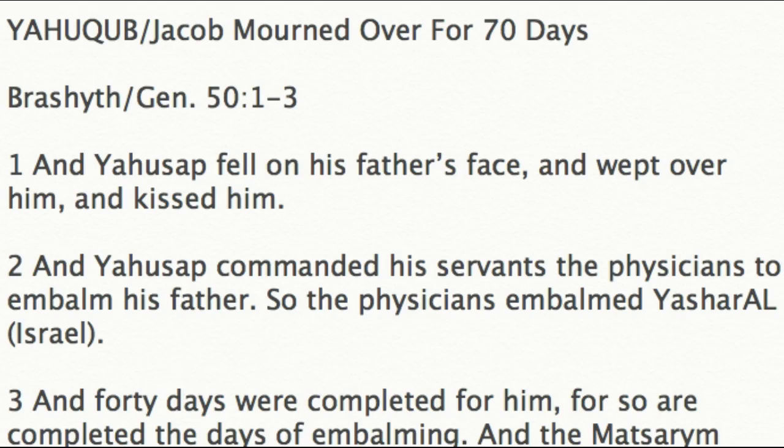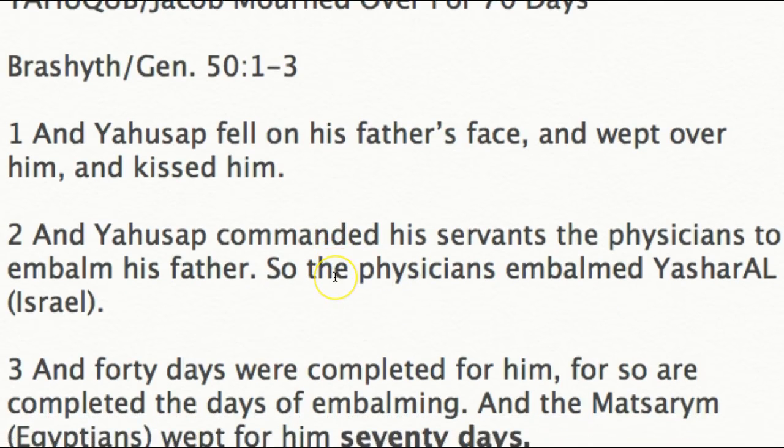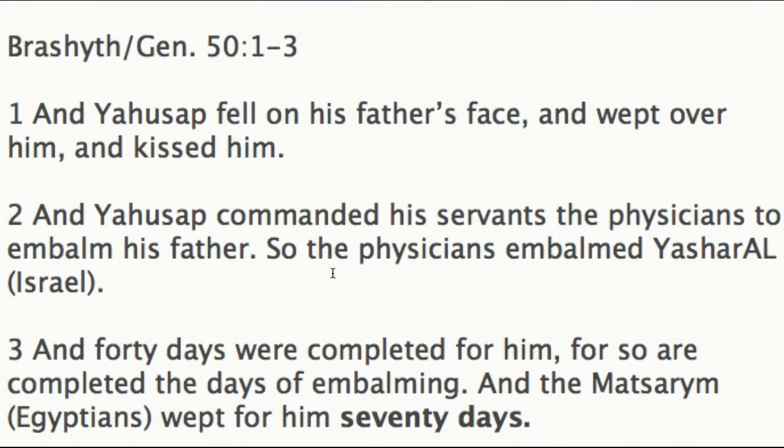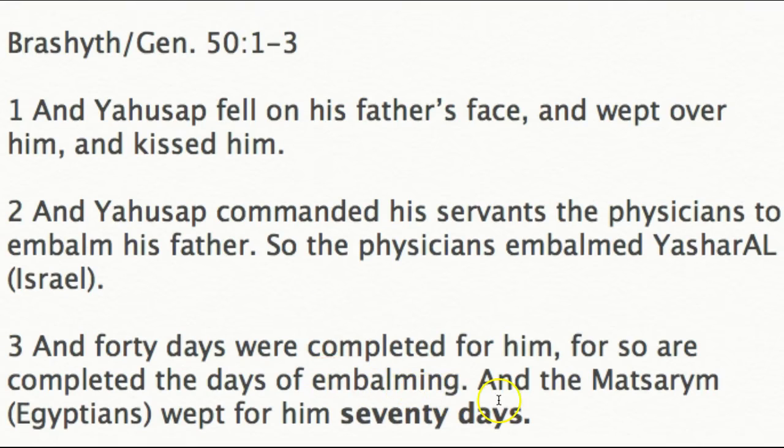And then there was also the part where Jacob, or Yaakov, was mourned over for 70 days, as we see here in Brashayath, or Genesis chapter 50, verses 1 through 3, where it says, and Yahusap, or Joseph, fell on his dad's face and wept over him and kissed him. And Yahusap commanded his servants, the physicians, to embalm his dad. So the physicians embalmed Yasharal, and 40 days were completed for him, for so are completed the days of embalming, and the Matsarium, or Egyptians, wept for him 70 days.